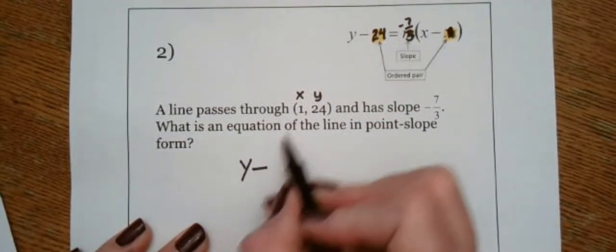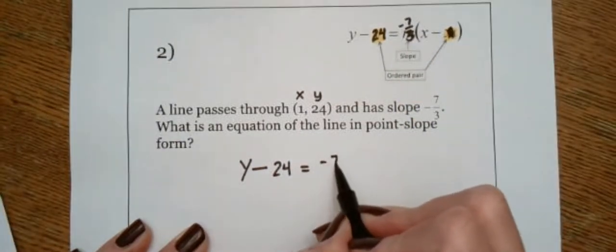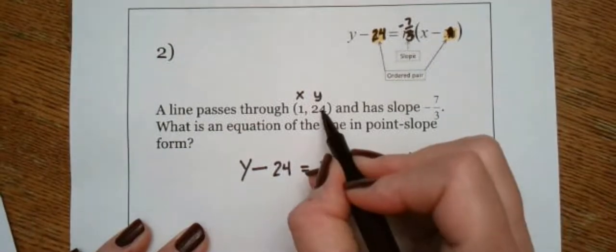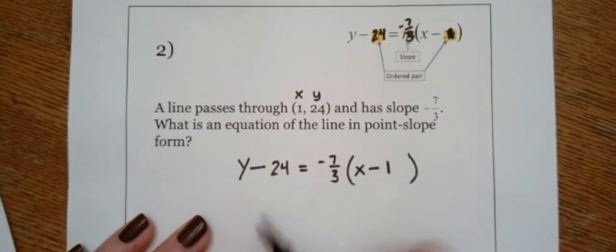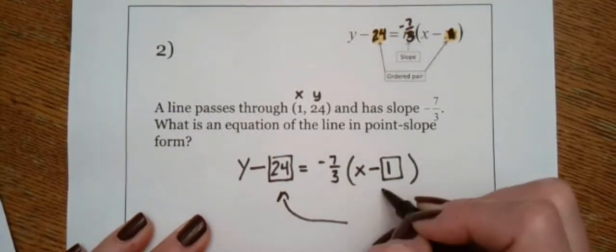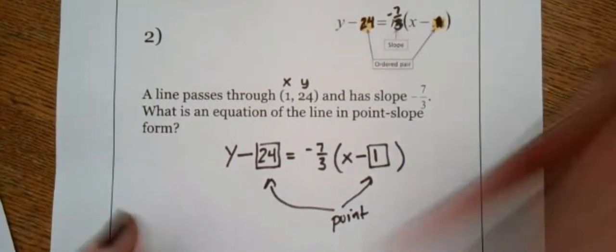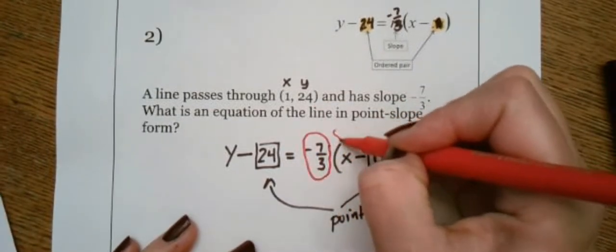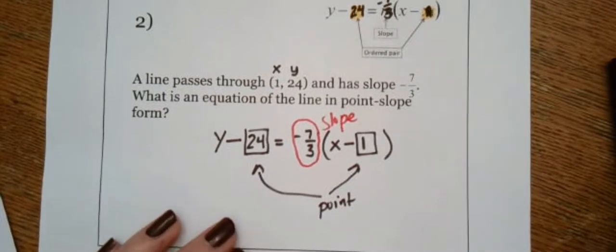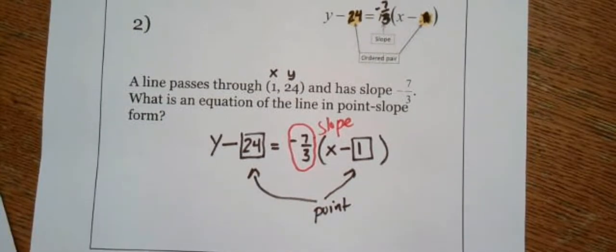I got y minus the y coordinate, 24. After the equal sign, that's where we put the slope, and that's negative 7/3. Big parentheses. You ready? X minus the x coordinate, which is 1. That's all we're doing. So right here and right here, we're literally just plugging in the point. That's all we're doing, right? You're just plugging in the point, and then this number right here, that's your slope. Okay, that's all it is. So easy. When you know the point and the slope, it's just plop it right in, and then you're done. There's your form. Okay.